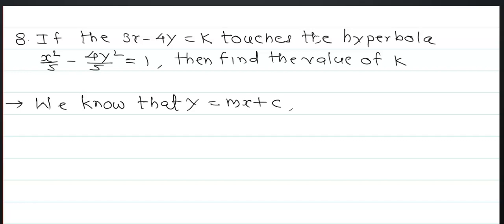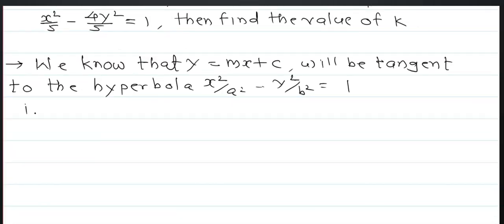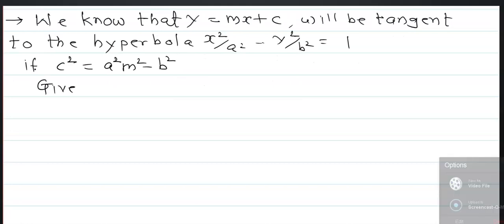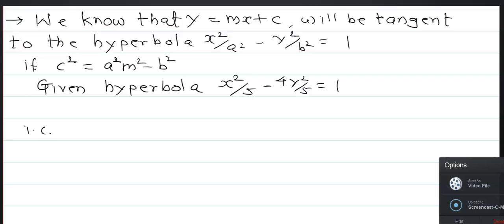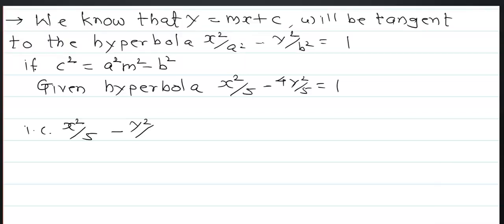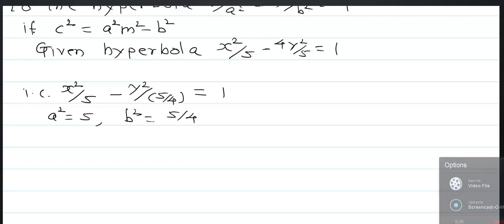We know that y equals mx plus c will be the tangent to the hyperbola x square upon a square minus y square upon b square equals 1, if c square equals a square m square minus b square. Given hyperbola x square upon 5 minus 4y square upon 5 equals 1, that is x square upon 5 minus y square upon 5 by 4 equals 1. A square is 5, b square is 5 by 4.